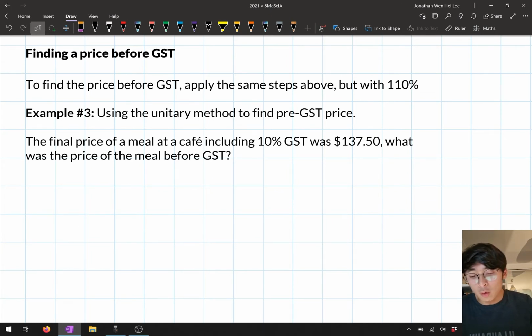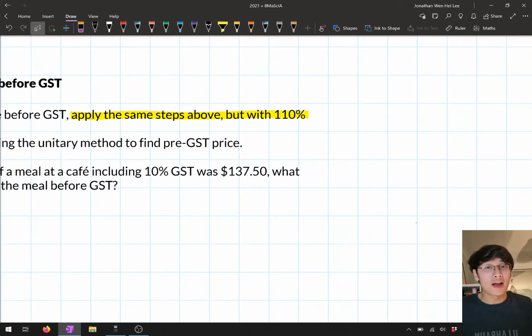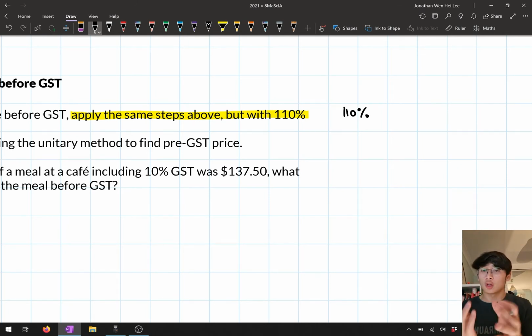Well, all we need to do here is to find the price before the GST. We're going to apply the same steps above, but with 110%. So what this means is we're going to start off by noting that if I paid the amount including GST, that's just 110%. If you include that price of paying the GST, we've actually paid for 110% because we paid for the cost of that item and also that extra 10% of GST.